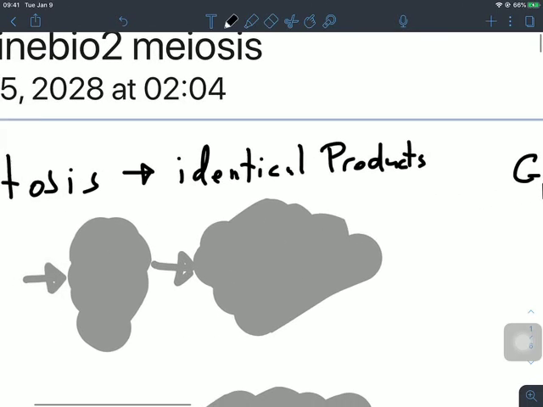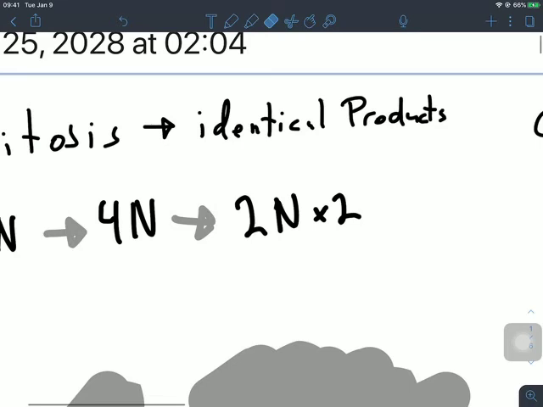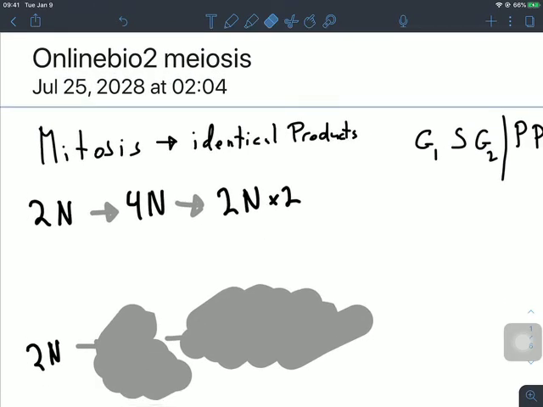Now, looking at this from the perspective of ploidy, we know that a diploid cell, a 2N cell, will replicate all of its chromosomes to result in a 4N cell temporarily, where each of those two sets of 2N are identical to one another. Because ultimately, mitosis will result in two cells that are each 2N and matching perfectly. Once you understand this basic process, you can see how meiosis will work.